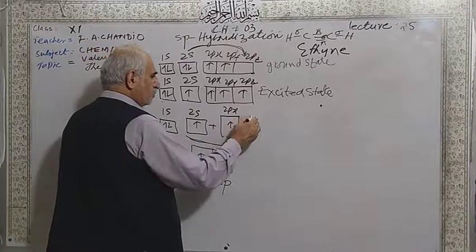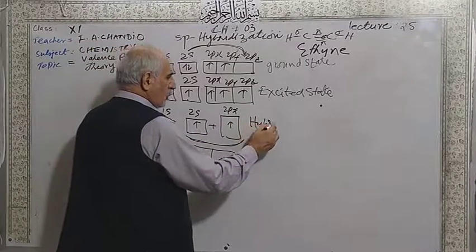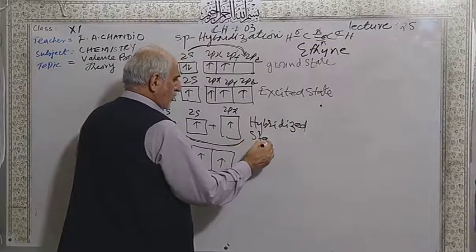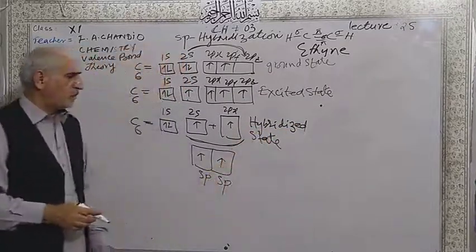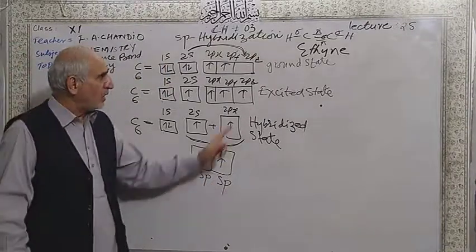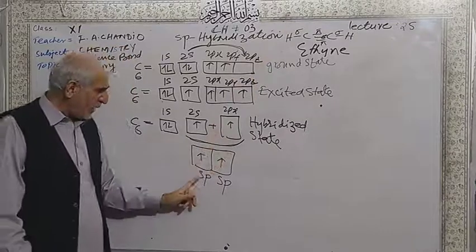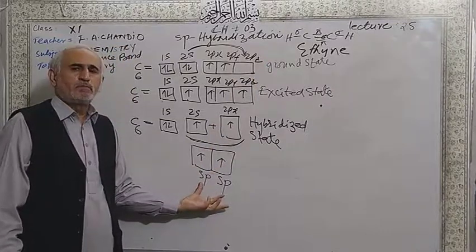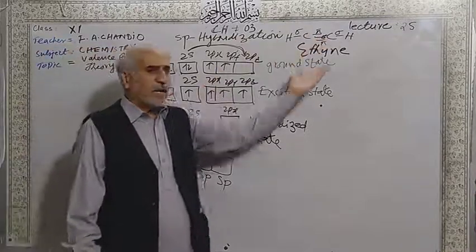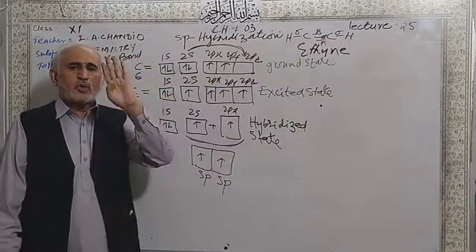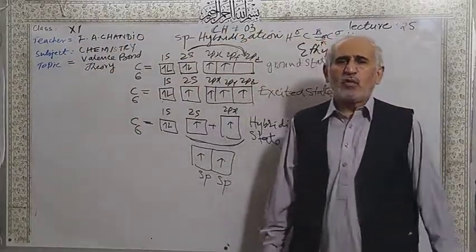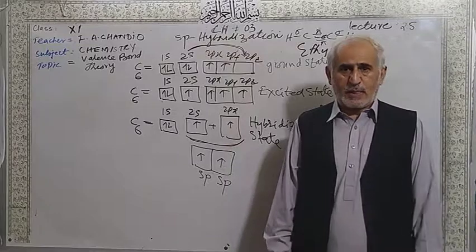This is called the hybridized state. So one carbon has 2 sp, and the other carbon also has 2 sp. So there should be 4 sp atomic orbitals involved in the hybridization process.